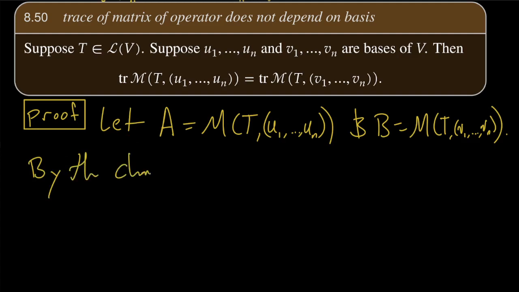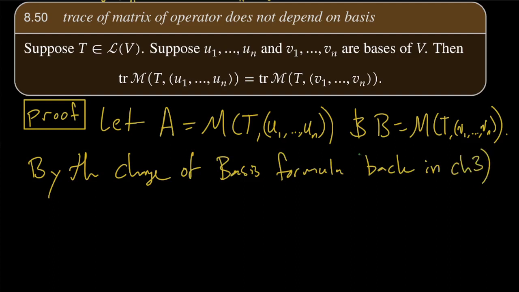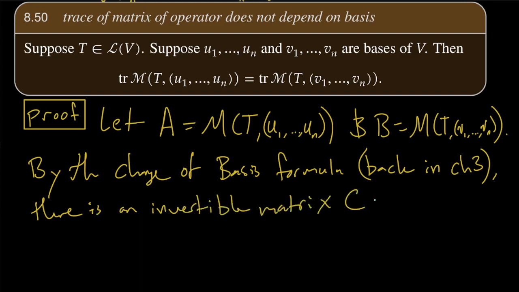By the change of basis formula, back in chapter 3, way back a long time ago. Sorry to make you go way back to the past right there. There is an invertible matrix C such that the following holds. A is equal to C inverse BC. Okay, not too crazy, right?